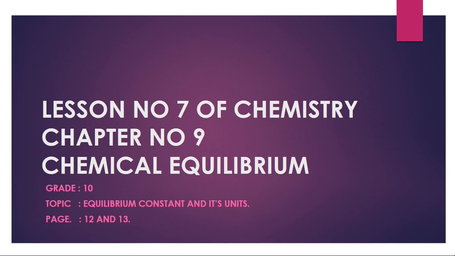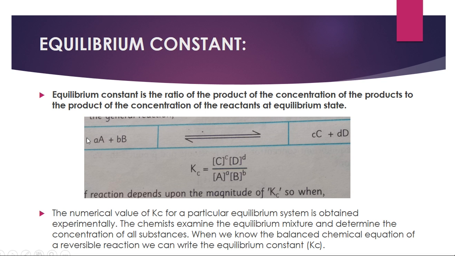Good morning, grade 10. This is lesson number 7 of chemistry and the chapter is ninth one, chemical equilibrium. The topic is equilibrium constant and its units given on page number 12 and 13.